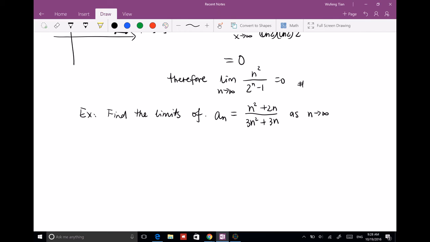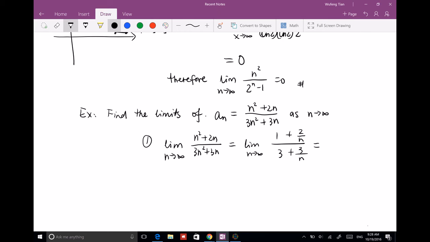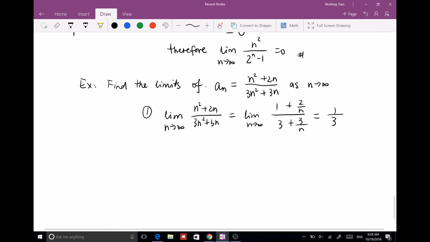Okay, I think it's a pretty simple one, right? You can use two ways to do it. First, you can do the traditional way we did before. As n goes to infinity, with n squared plus 2n over 3n squared plus 3n, we divide the top and the bottom by n squared, so it's 1 plus 2 over n on top, and 3 plus 3 over n on the bottom. As n goes to infinity, the 1/n terms go to 0, so the final answer is 1/3. Make sense? This is what we did before we learned L'Hopital's rule.